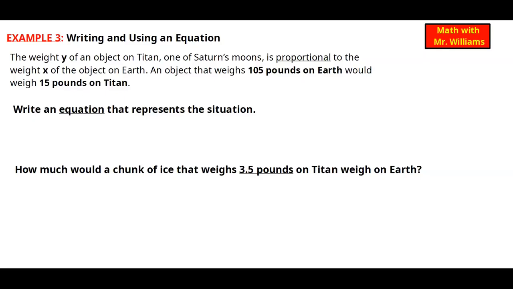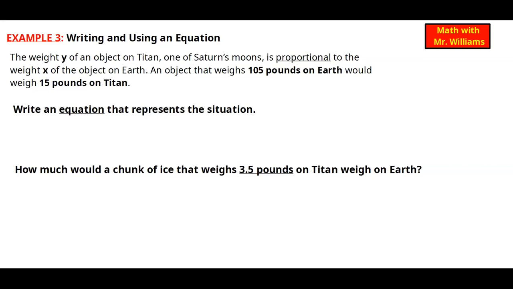Math with Mr. Williams. Example 3. Writing and using an equation. The weight y of an object on Titan, one of Saturn's moons, is proportional to the weight x of the object on Earth. An object that weighs 105 pounds on Earth would weigh 15 pounds on Titan. First part says write an equation that represents the situation.